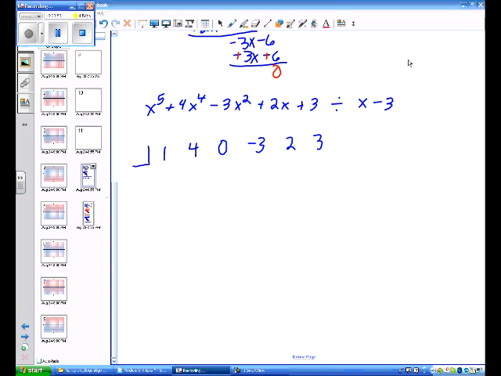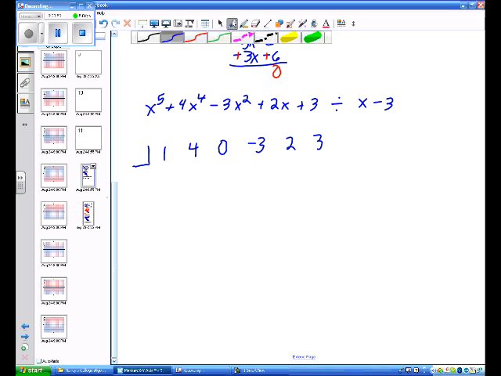Now, for our divisor, remember, to get our divisor we take this and we solve it. So if we set that equal to 0 and solve, then we would have x minus 3 equals 0, or x equals 3. It's what that would be as a root because it's our divisor. So our divisor is 3. Now we leave a space, draw a line.